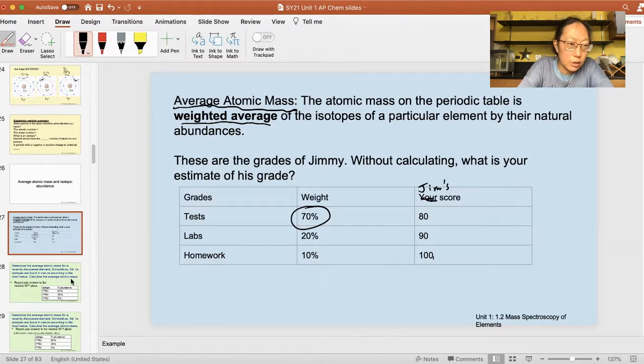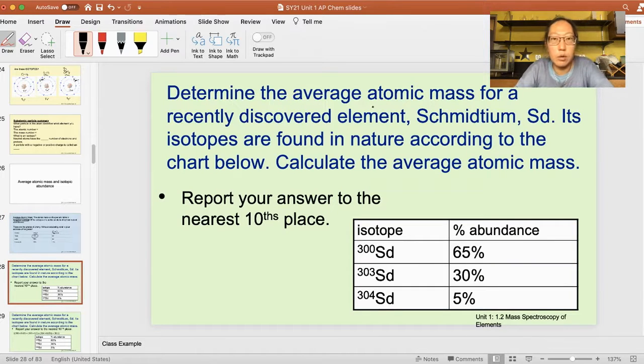Well, this is exactly the same idea that we use for average atomic mass. So here, I'm going to do a couple examples for you, and then you guys are going to work on some different problems with this. But here, we're going to calculate the average atomic mass of schmidium. Full disclosure, schmidium is not a real element. Okay, so if the actual masses are not given, we are going to use the mass number as the mass.